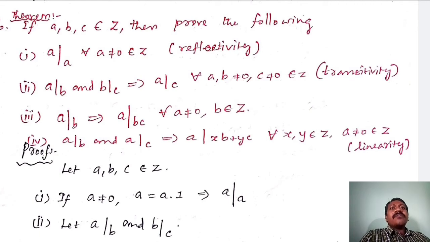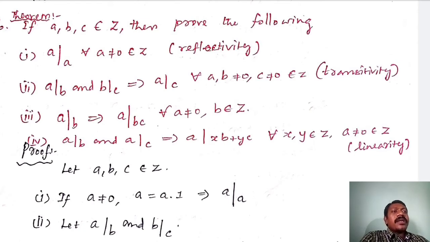Then second one, a divides b and b divides c implies a divides c, for all a, b not equal to 0, c not equal to 0 belonging to Z. This is transitivity: if a divides b and b divides c, then a divides c. And a divides b implies a divides bc for all a not equal to 0 and b belonging to Z. And the last one is, if a divides b and a divides c, then a divides a linear combination of b and c, xb plus yc, for all x, y belonging to Z and a not equal to 0.